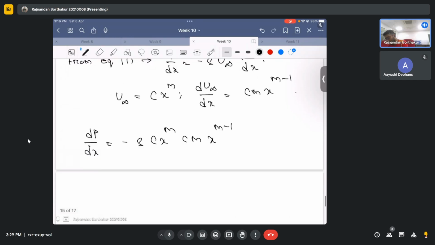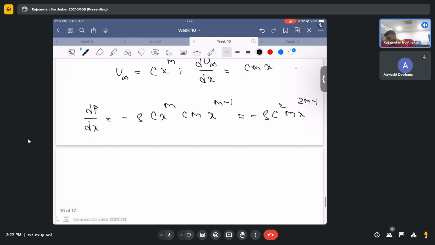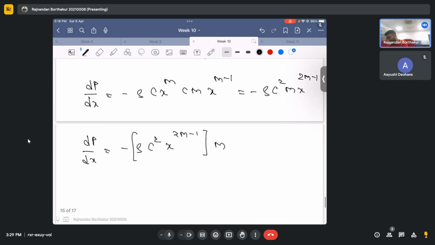All right, and let's just write the constants together. So I'll write minus rho, this becomes c square, and then it is m, and this is x to the power twice m minus 1. Which means I got dp/dx as minus rho, which is density, c square, x to the power twice m minus 1, and m. So this is something that we got essentially.